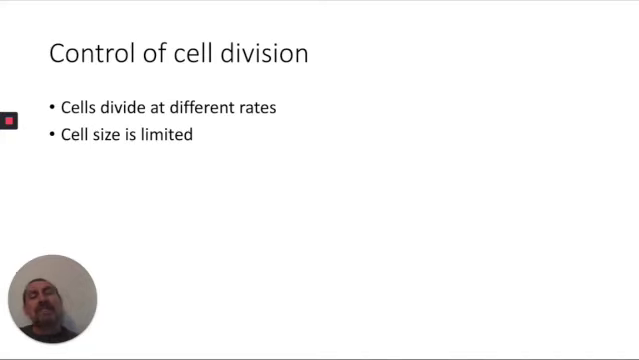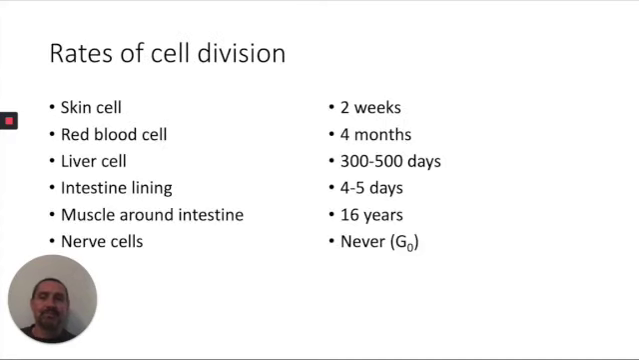And then cell size controls cell division. If the cell isn't big enough, it won't divide. But if it gets too big, it's going to die. So the size of the cell matters. So here's some examples of different cells and how quickly they divide.